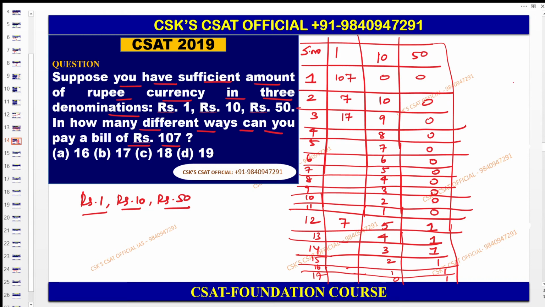Then if I am using 2 notes of 50 rupees, then I am not going to use anything with the 10 rupee. So 0 here. I have to use 7, 1 rupee. So therefore we can make 107. So therefore 18 different ways are there. Okay.